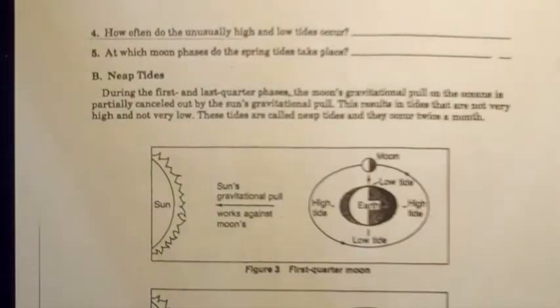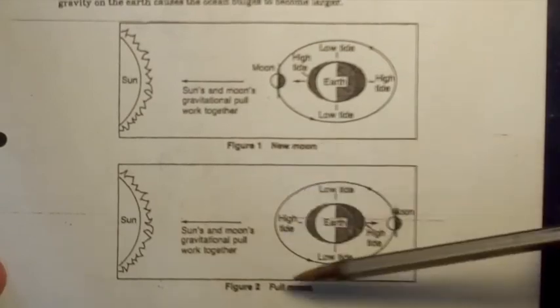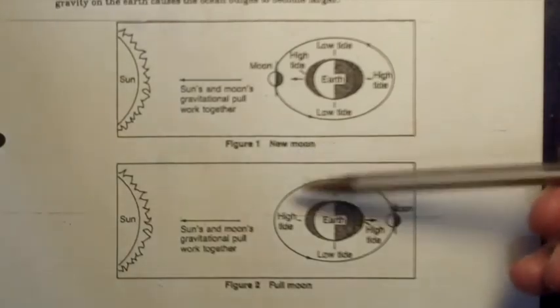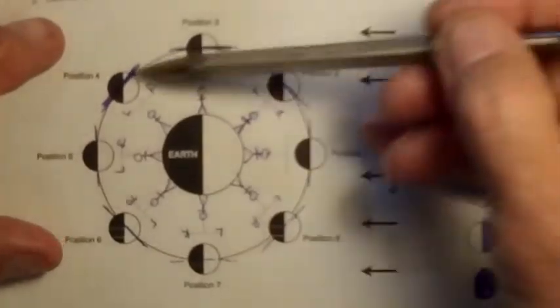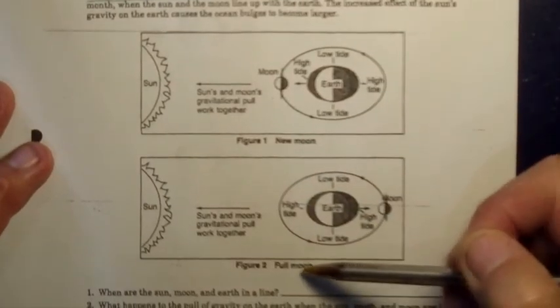How often do the unusually high and low tides occur? These high and low tides are going to occur during the new moon and full moon phase. And since it takes about a month for the moon to go from new moon back to new moon, we'll have these unusually high and low tides twice a month. At which moon phases do spring tides take place? Here during the new and the full moon.